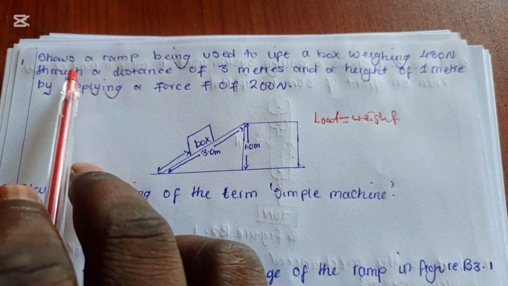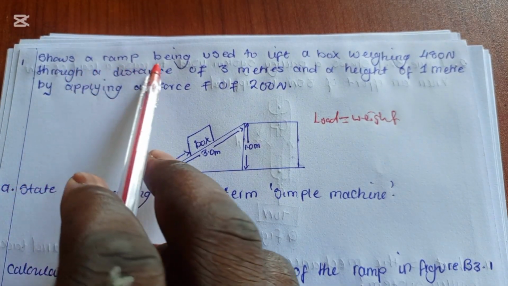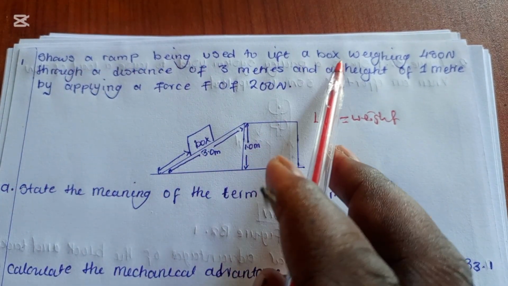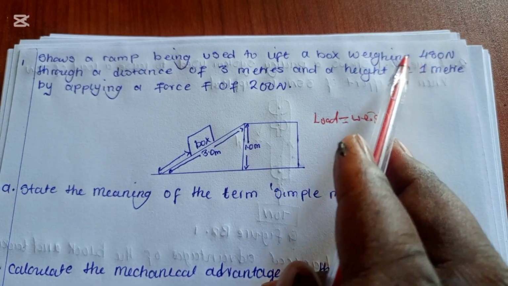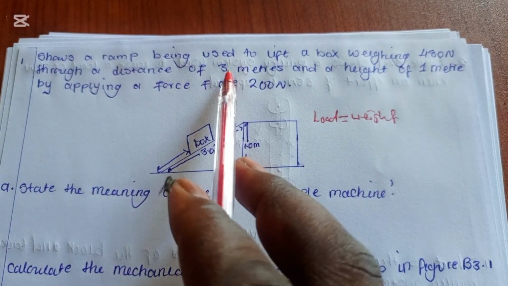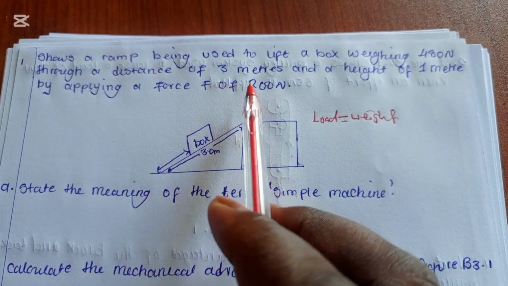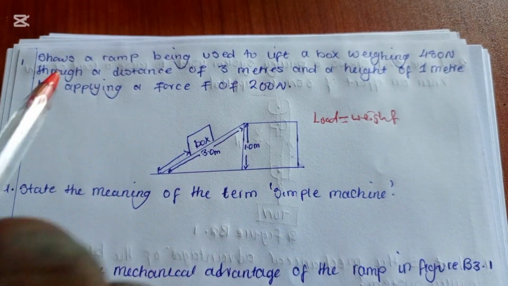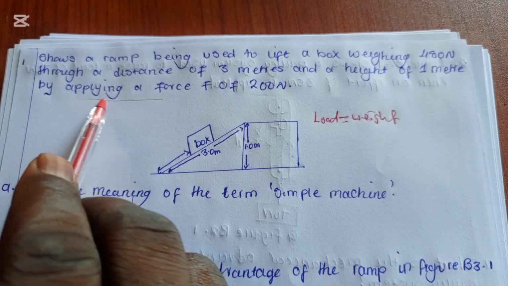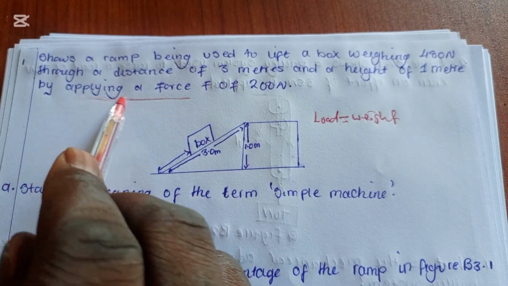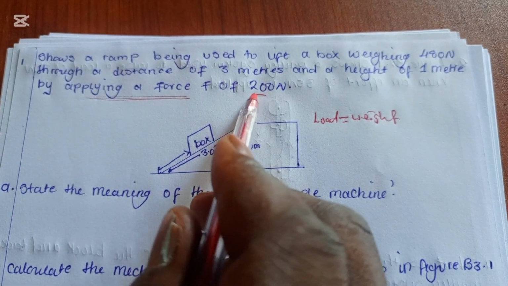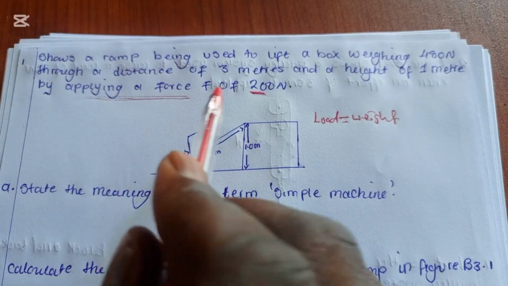So the diagram below shows a ramp being used to lift a box weighing 480 newtons through a distance of 3 meters and a height of 1 meter by applying a force of 200 newtons. So the applied force, don't forget that the applied force is effort. So this is our effort. So the force applied is called the effort.